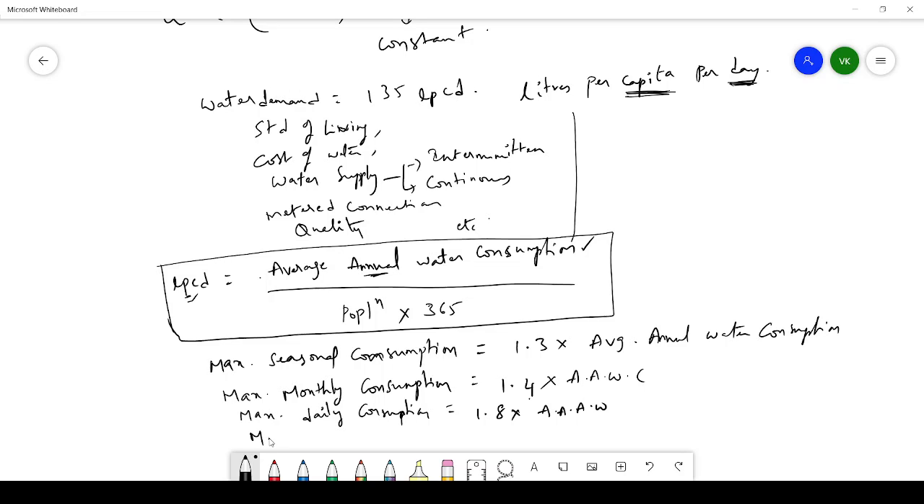Similarly, during that maximum day, on a particular hour, you might be using more amount of water. That is called maximum hourly demand or maximum hourly consumption, and it will be equal to 1.5 times the maximum daily demand. So it can be written as 1.5 into, how to write maximum daily demand or maximum daily consumption? It is nothing but 1.8 times the average annual consumption.